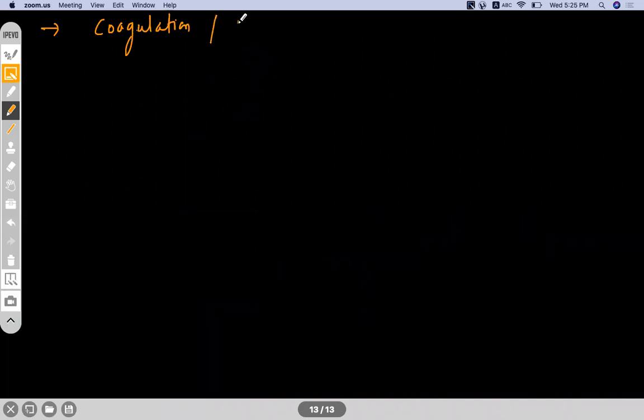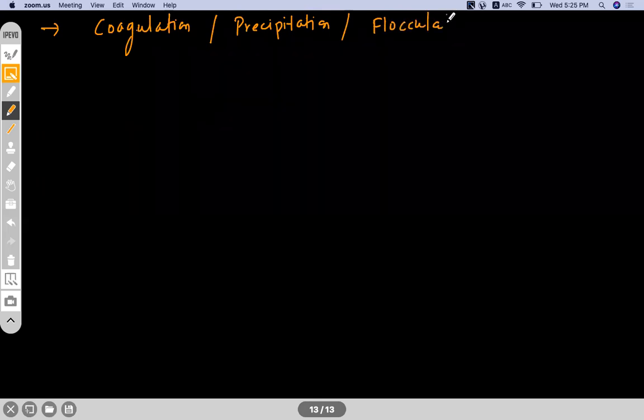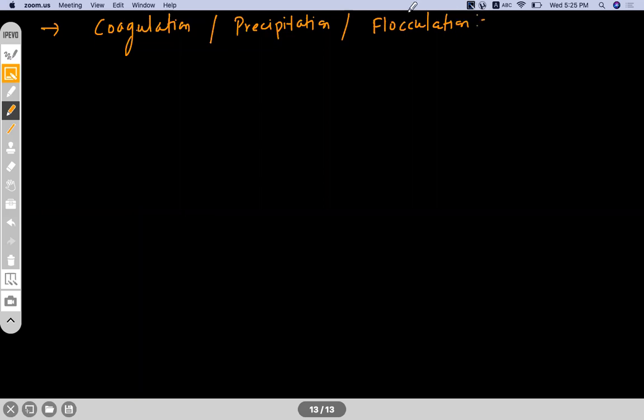Coagulation, we also call it as precipitation, or it is also known as flocculation. All three terms are same.